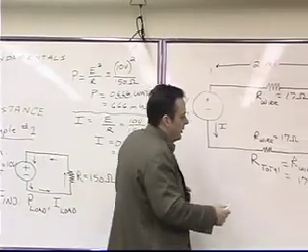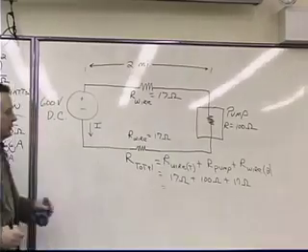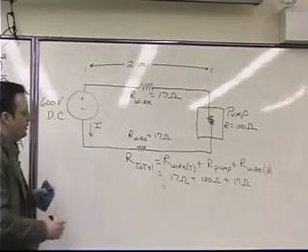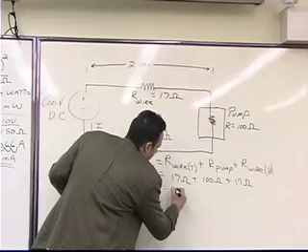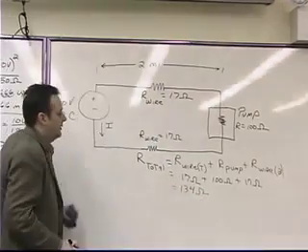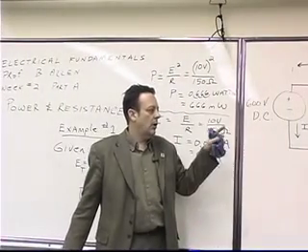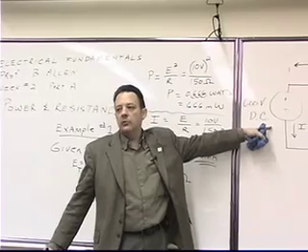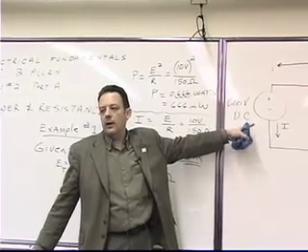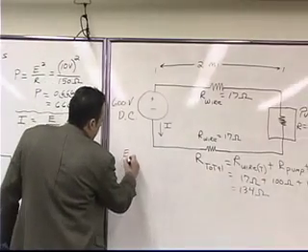Okay, so if we add these up, what do we get for the total resistance of the circuit? 134 ohms. Now what we're going to do is draw this circuit in a reduced form. We call it an equivalent circuit. So I'll put it here.